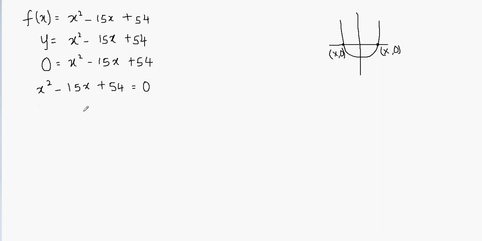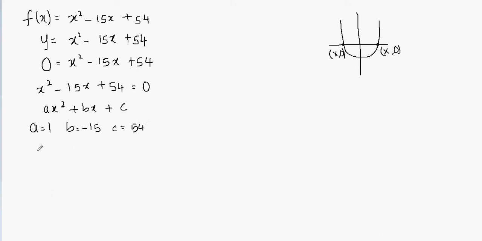Okay. Now this quadratic equation is in the form of ax squared plus bx plus c. Now let's identify a, b, and c in this. So a is the coefficient of x squared, which is 1. b is the coefficient of x, which is negative 15 here. And c is the constant term, which is 54.